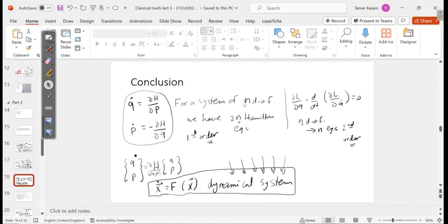Why are these two equations very important? Because they form a system of 2n equations in terms of Hamilton's equations. Instead of the Lagrangian system, where for n degrees of freedom we had n equations, for Hamilton we have 2n. However, they are first order, and they can be written simply in the state space or as a dynamical system. Okay.